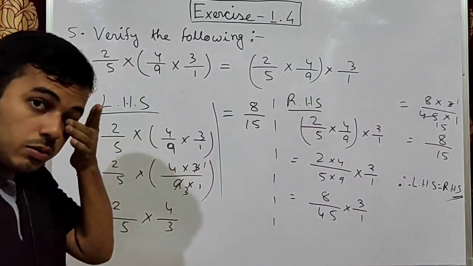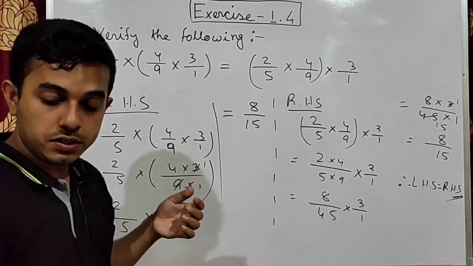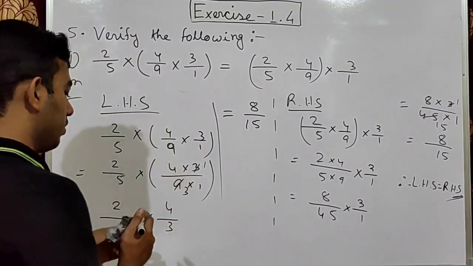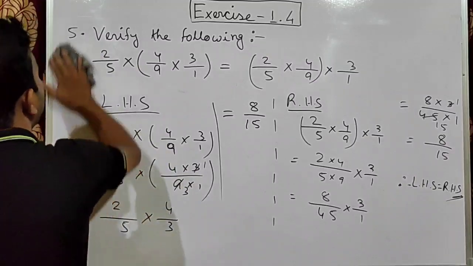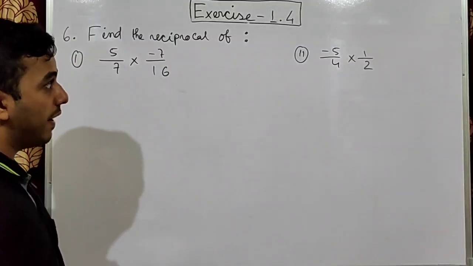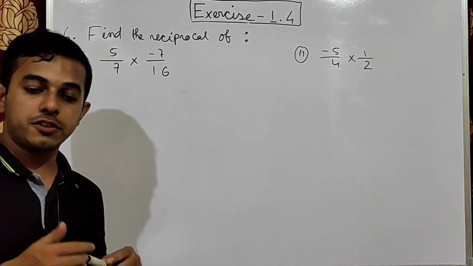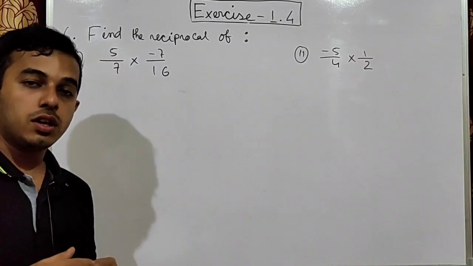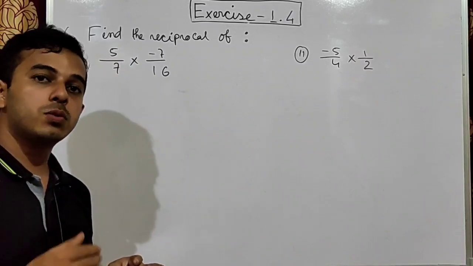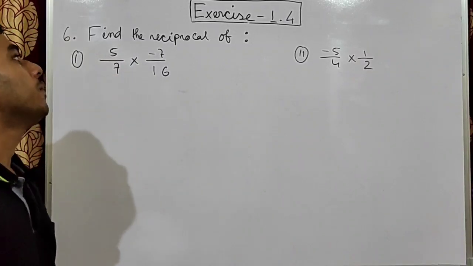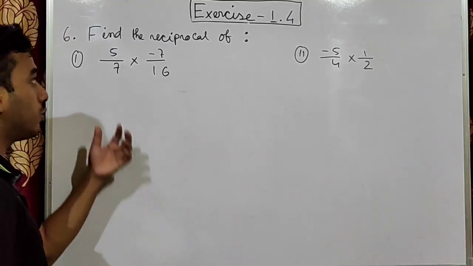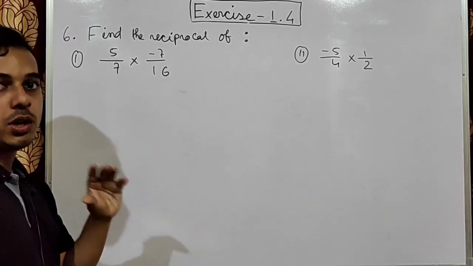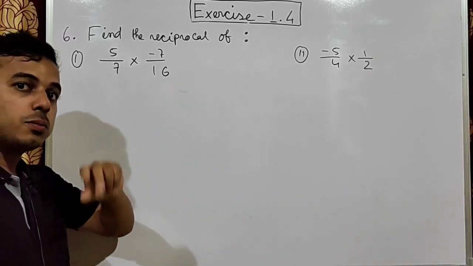Okay. So now let's move to our next question, that is question number 6. It is also the same. Find the reciprocal of the following numbers. So let's write. Here the question is find the reciprocal of. Yes, we have found the reciprocal of other numbers, right? Of other fractions. Reciprocal was in question number 3 also. Reciprocal means what? It is multiplicative inverse. Now first we have to solve this, that is 5 by 7 into minus 7 by 16. After solving, definitely we will find a number. Then we have to find the reciprocal of that number.